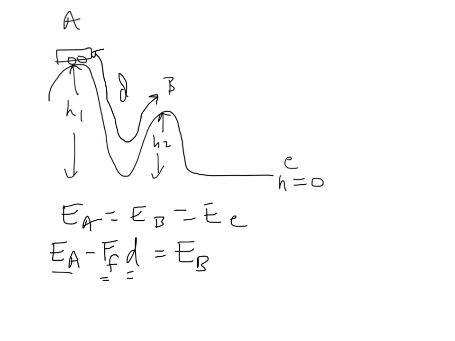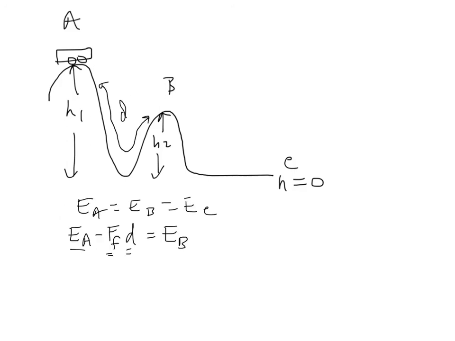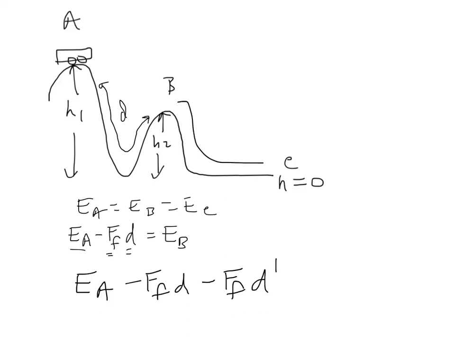Okay? I could do the same thing comparing B to C, or from A to C. For example, I could say the energy at A minus the frictional loss to B, minus the additional friction loss from B to C, we'll call that d prime, which would be that distance there, should be equal to the energy I have left over at C.